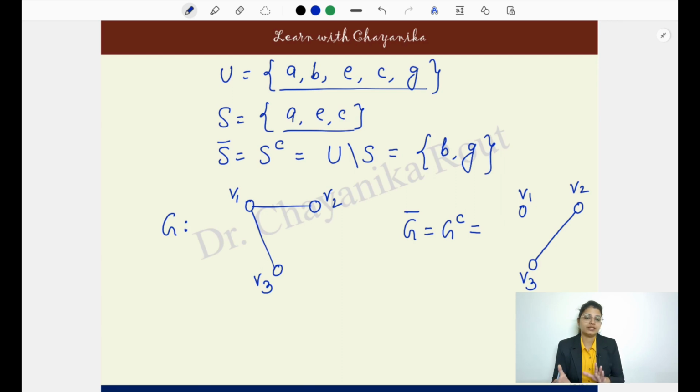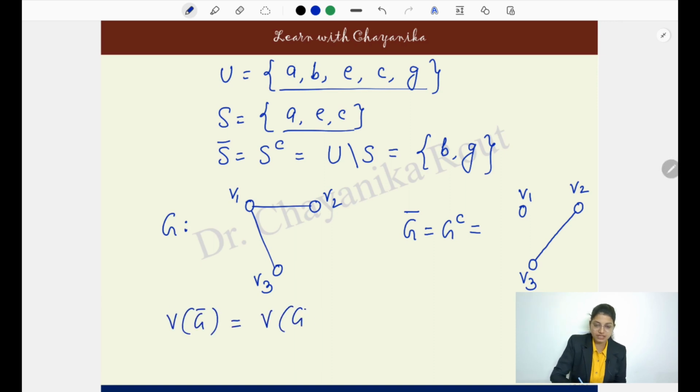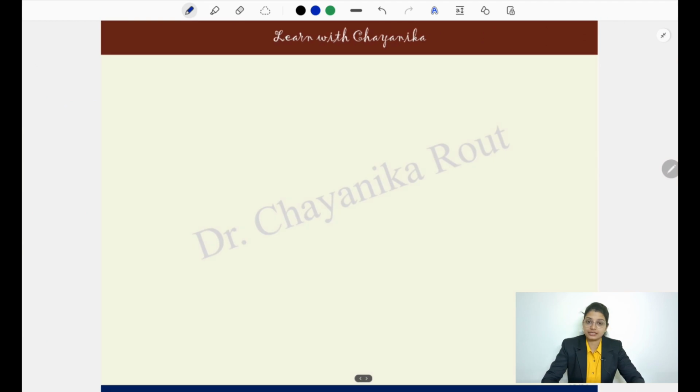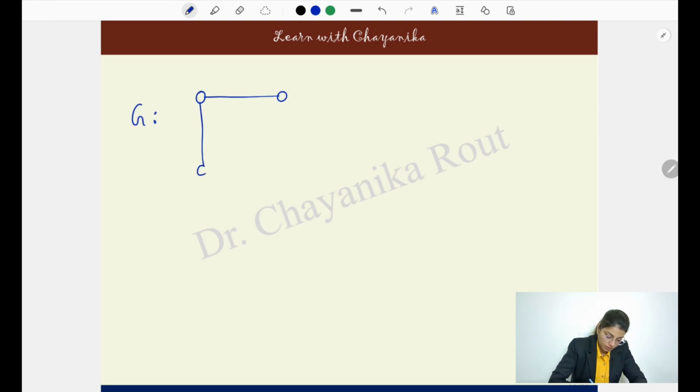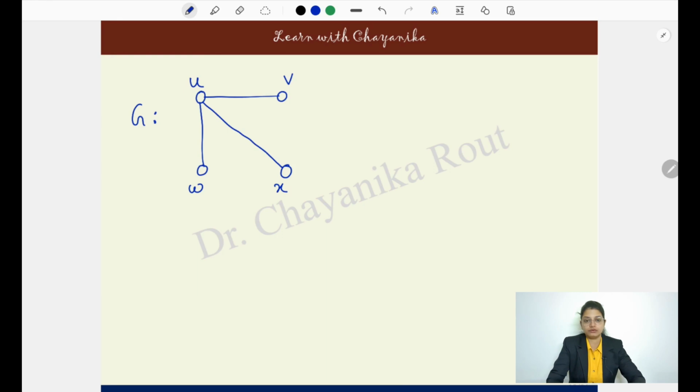In the complement graph, all the vertices of G remain as they are, that is, the vertex set of the complement is the same as the vertex set of the graph itself. In terms of the edges, we see the complement nature. Now let's see another example and visualize the idea of the complement of a graph. Suppose we have a graph G with 4 vertices like this. So we have U, V, W, X as our 4 vertices in the graph G.